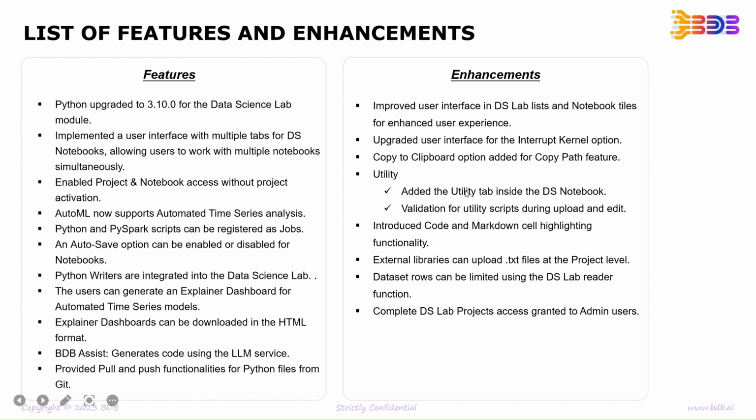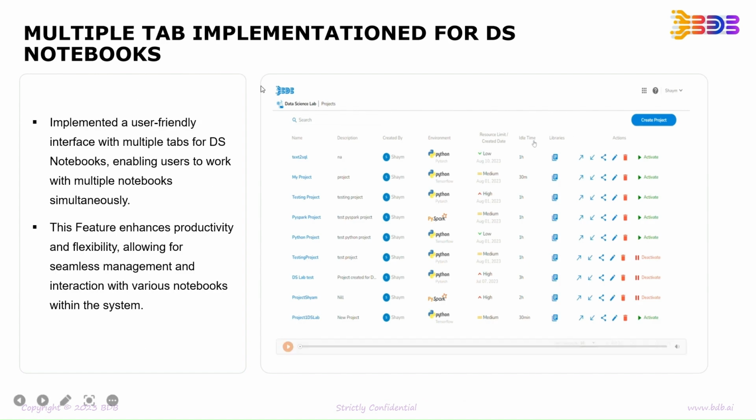Utility side. Added the utility tab inside the DS notebook. Validation for utility scripts during upload and edit. Introduced code and markdown cell highlighting functionality. External libraries can upload .txt files at the project level. Dataset rows can be limited using the DS Lab Reader function. Complete DS Lab projects access granted to admin users.